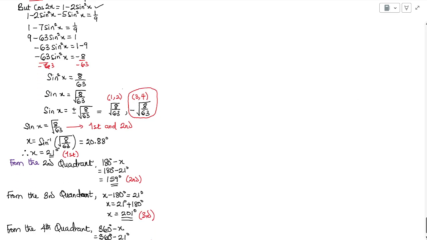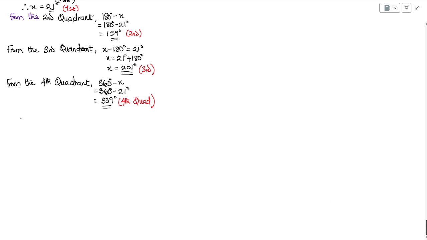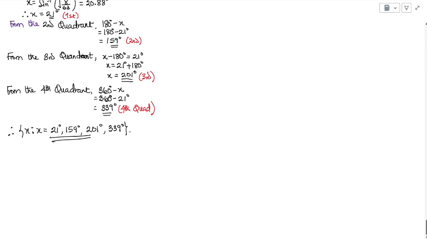So therefore, let's present our answer. The truth set is x equals: our first quadrant answer was 21 degrees, the answer from the second quadrant 159 degrees, the answer from the third quadrant 201 degrees, and the answer from the last quadrant 339 degrees. So all these answers fit into the equation.